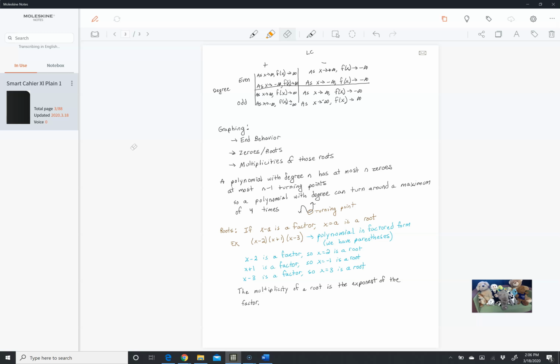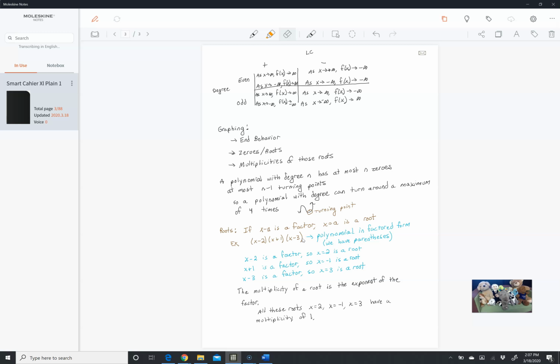So, for example, all these roots, x equals 2, x equals -1, x equals 3, have a multiplicity of 1. Okay, that's because the exponent here is equal to 1. Okay, remember, if there is no exponent, the exponent is 1. So let's take another example.